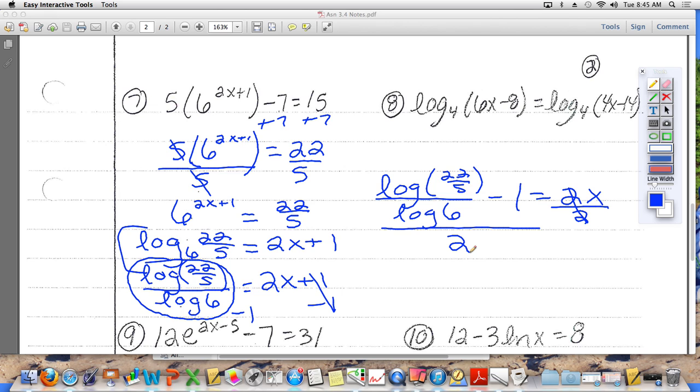Get an answer to it. Press enter, have an answer. Subtract 1 from it. Get an answer. Make sure you have an actual answer calculated on your calculator, and then divide it by 2. And then that's going to be your final answer. And I'm going to take a ballpark guess that you're probably going to get an answer around negative 0.09.